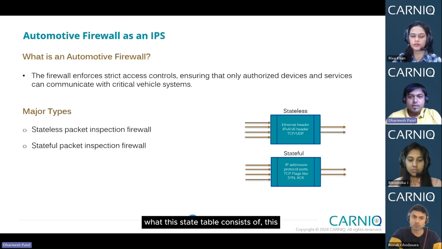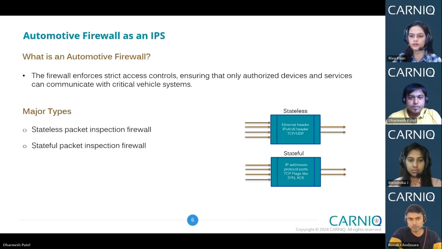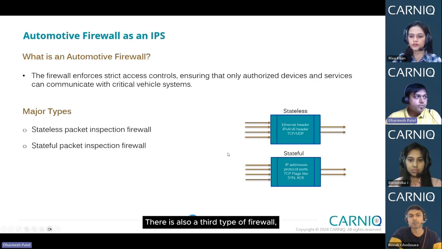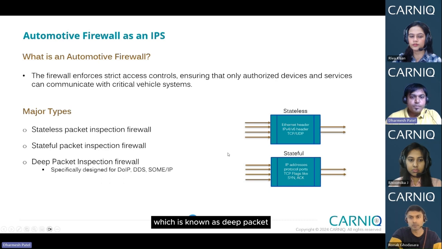Now what this state table consists of may include details like IP address, different protocol ports, also the TCP flags like synchronize, acknowledgement, or FIN number, etc. There is also a third type of firewall, which is known as the deep packet inspection firewall.